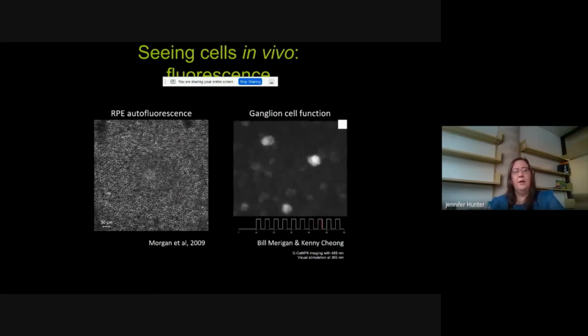This isn't a healthy eye, but if you can imagine how in a diseased eye, this would start to look mismatched, it would start to show larger cells and cells falling out.